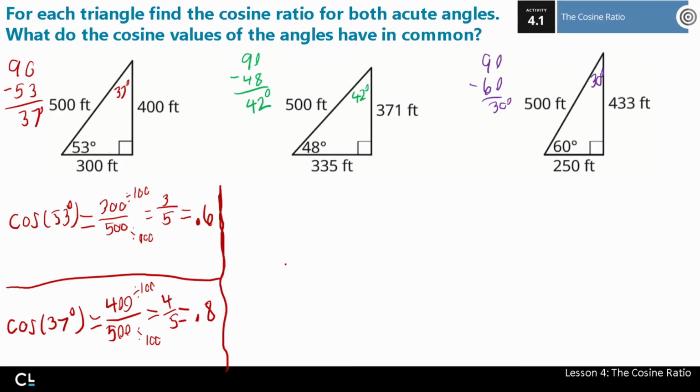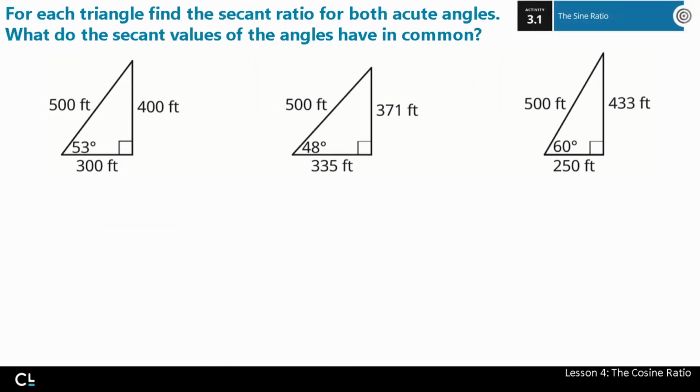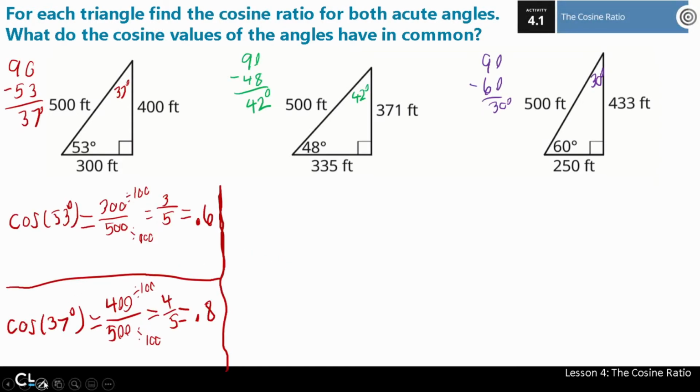Cool. Now let's switch colors. Do green, and we're going to speed through a little more because we should be getting better at this stuff, right? So first, cosine of 48 degrees. Remember, it's adjacent over hypotenuse. So our adjacent for 48 is 335. Our hypotenuse is 500. So once again, we need to try to simplify this, right?